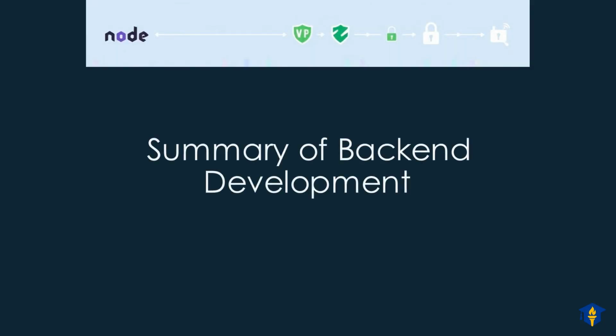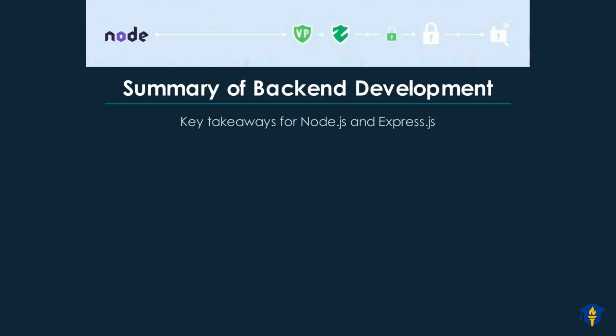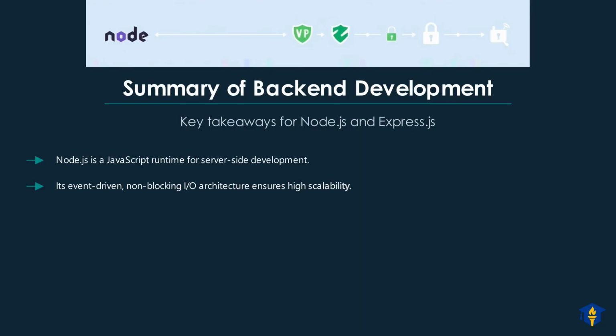To conclude, let us summarize the key takeaways from our discussions on Node.js and Express.js backend development. These points highlight the most important concepts and benefits of using these technologies for your projects. Node.js is a powerful JavaScript runtime environment primarily designed for efficient server-side development and execution. Its event-driven and non-blocking I/O architecture is crucial for ensuring high scalability and performance.